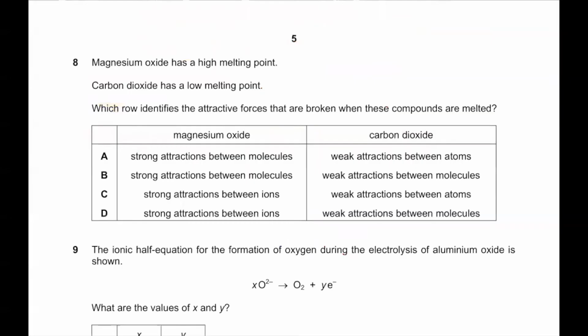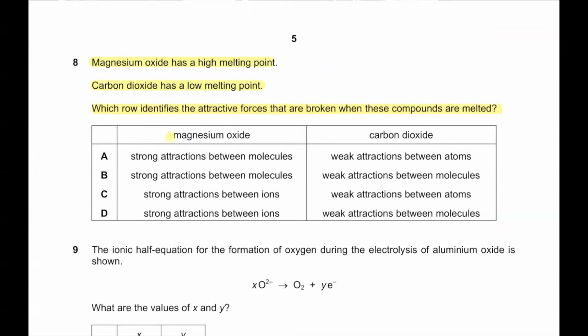Guys, moving on. Question number 8. Magnesium oxide has a high melting point. Carbon dioxide has a low melting point. Which row identifies attractive forces that are broken down when these compounds are melted?